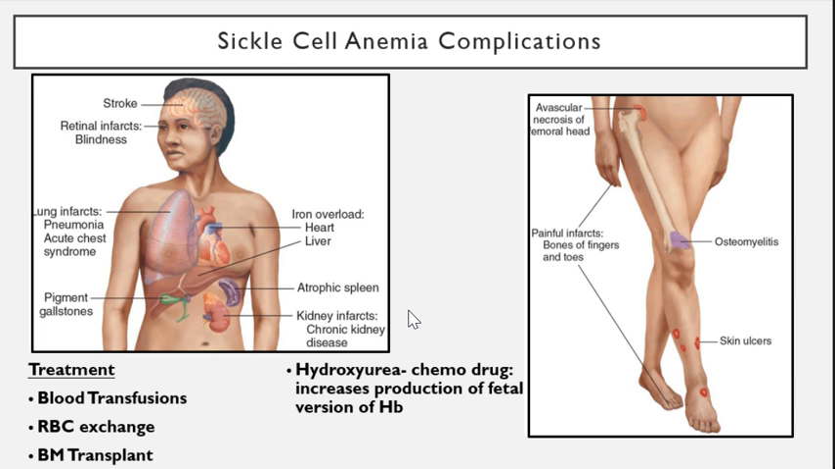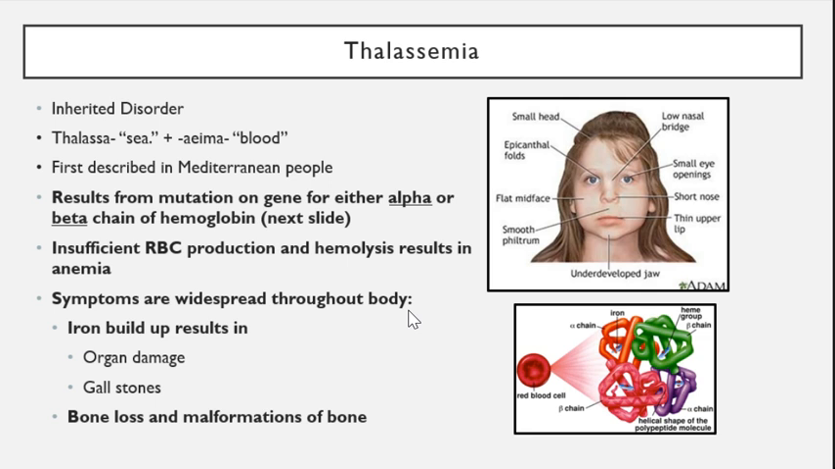Sickle cell anemia complications. You get these skin ulcers, and hydroxyurea is a way that you can stimulate this. Again, I guess if we're going to get rid of drugs, you don't have to learn hydroxyurea, so don't worry about that one, because this is something people typically take for that. But you can also get blood transfusions, red blood cell exchange, and bone marrow transplants to help treat.